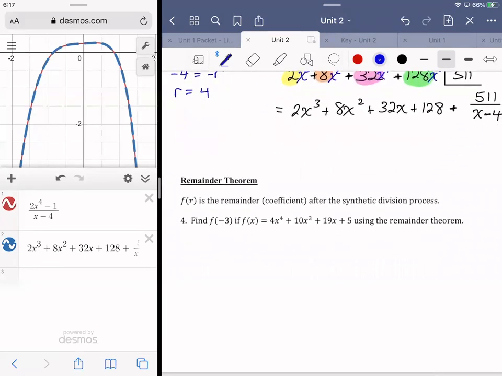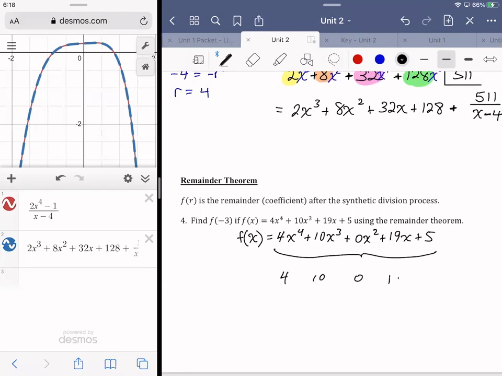So looking at this, it would be the same setup in terms of coefficients, stripping down and removing all the variables. So I'd rewrite this as 4x to the fourth plus 10x to the third. We're missing a power of 2, so I'd say plus 0x squared plus 19x plus 5. And like I said, we just strip this down to just the coefficients: 4, 10, 0, 19, and 5.